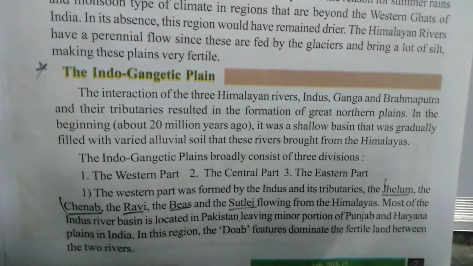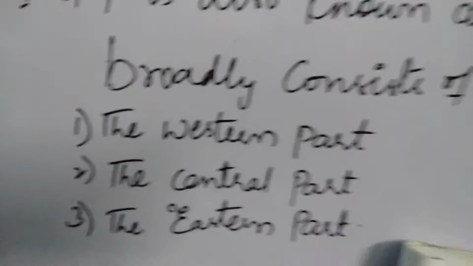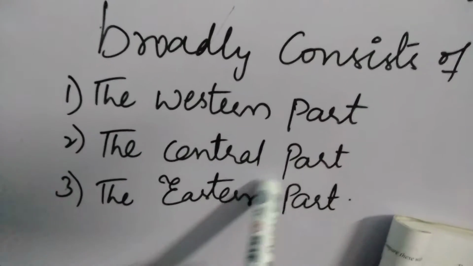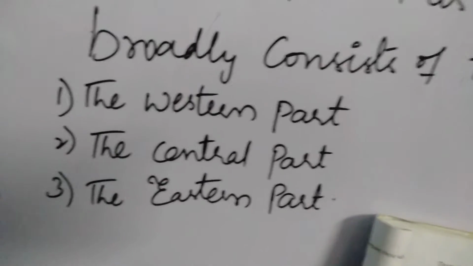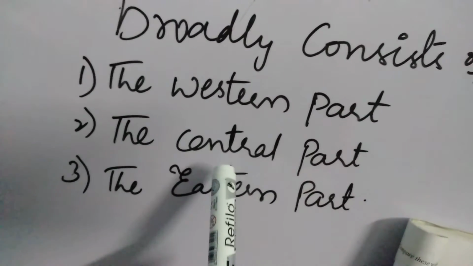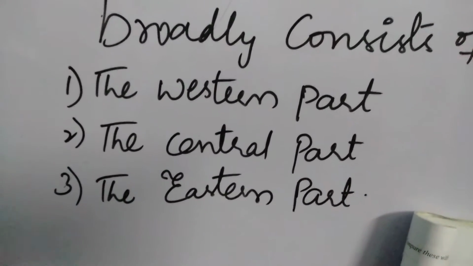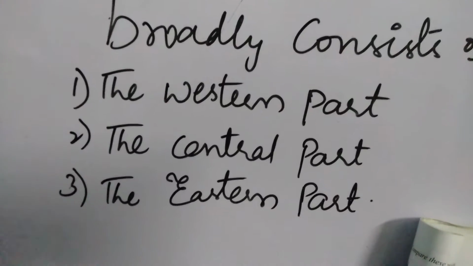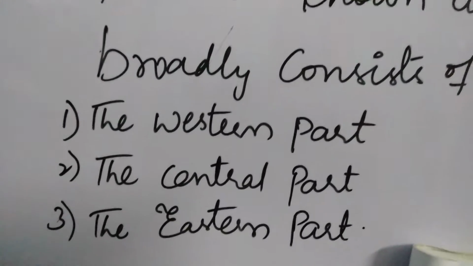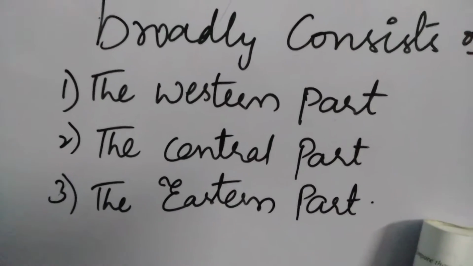The Indo-Gangetic Plain broadly consists of three divisions. What are they? The western part, the central part and the eastern part. You have to keep in mind that the Indo-Gangetic Plain broadly consists of these three divisions. The first one is the western part, the second one is the central part and the third one is the eastern part.